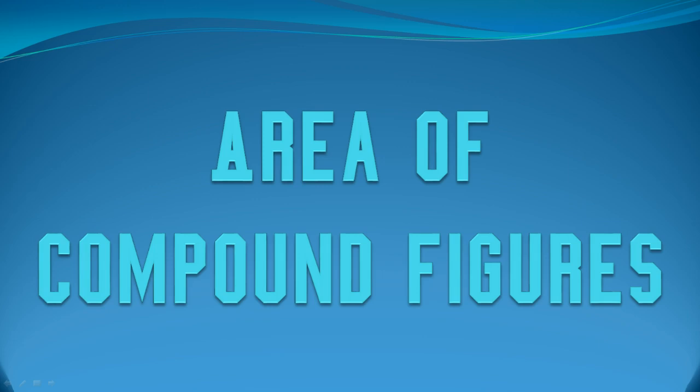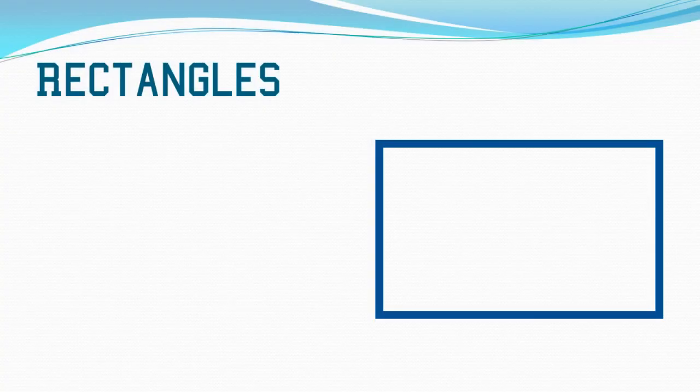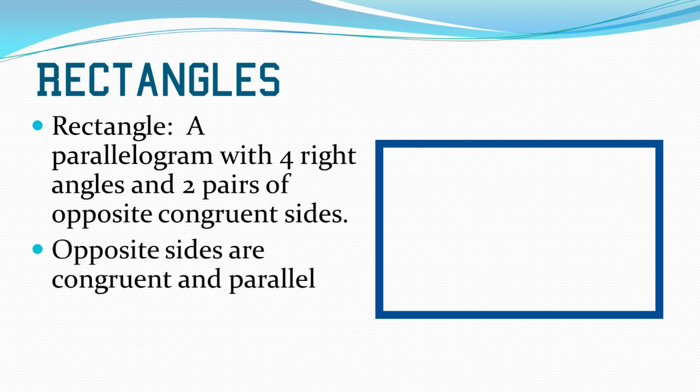Let's apply our knowledge of some common quadrilaterals to compound figures. Let's look at rectangles first and review how we find the area of a rectangle. A rectangle is a parallelogram with four right angles, two pairs of congruent opposite sides.